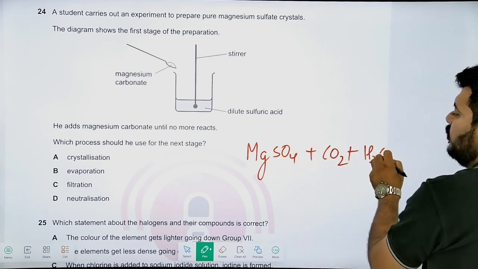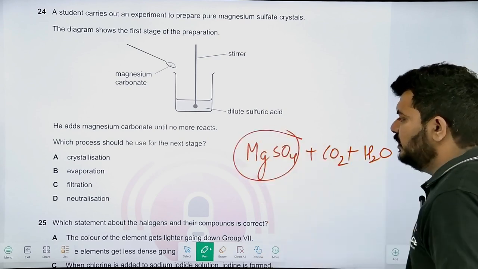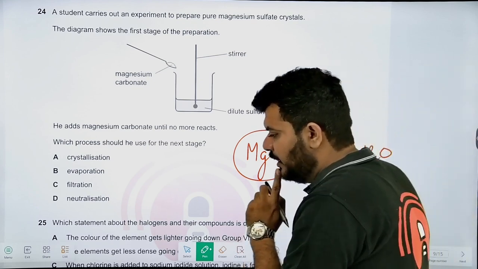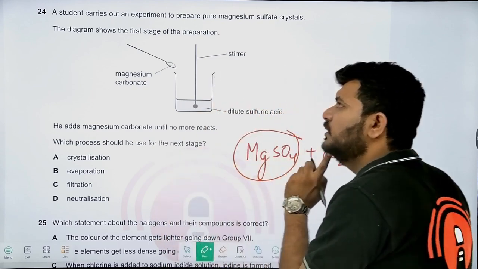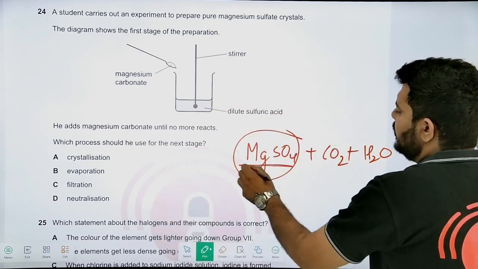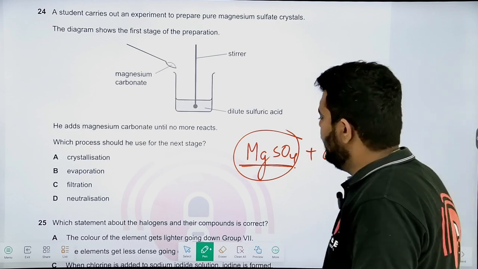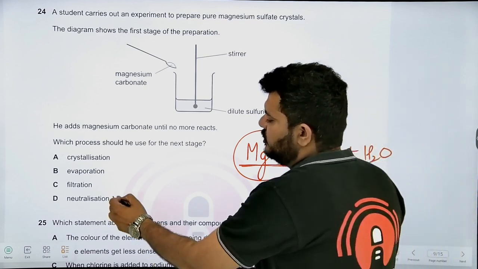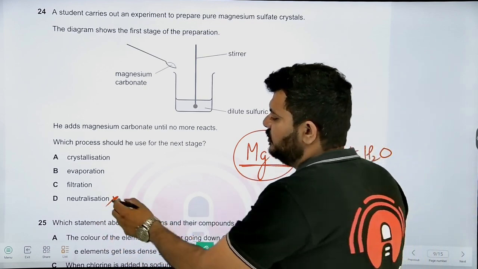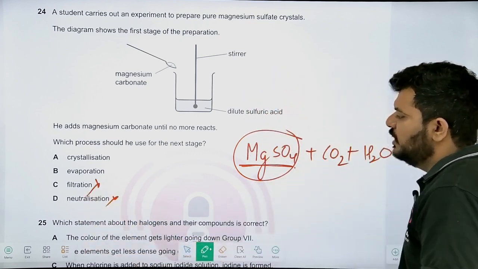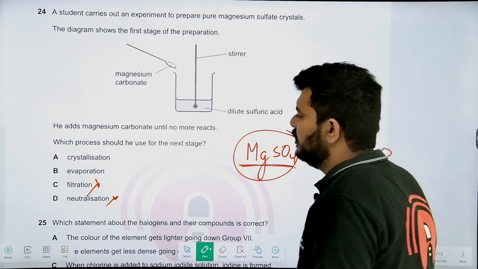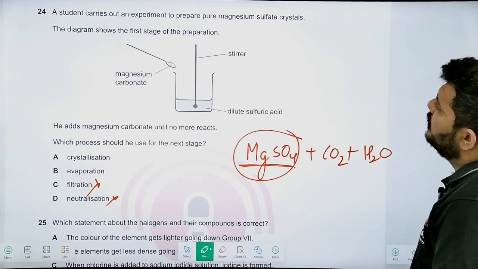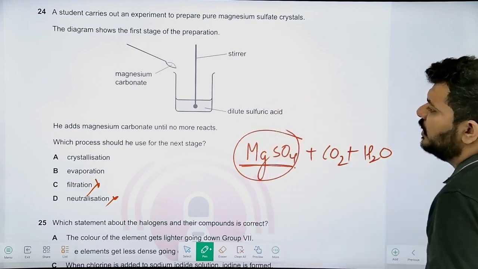And water will form. So magnesium sulfate, is it a soluble salt or an insoluble salt? All sulfates are soluble except barium, and one more is insoluble, but magnesium sulfate is soluble, right? So if it is soluble, then evaporation, neutralization is not required, right? Because this is soluble, filtration does not work. Because it is a sulfate, you can go for crystallization, but does it form a crystal salt? I don't think pure magnesium sulfate crystals.